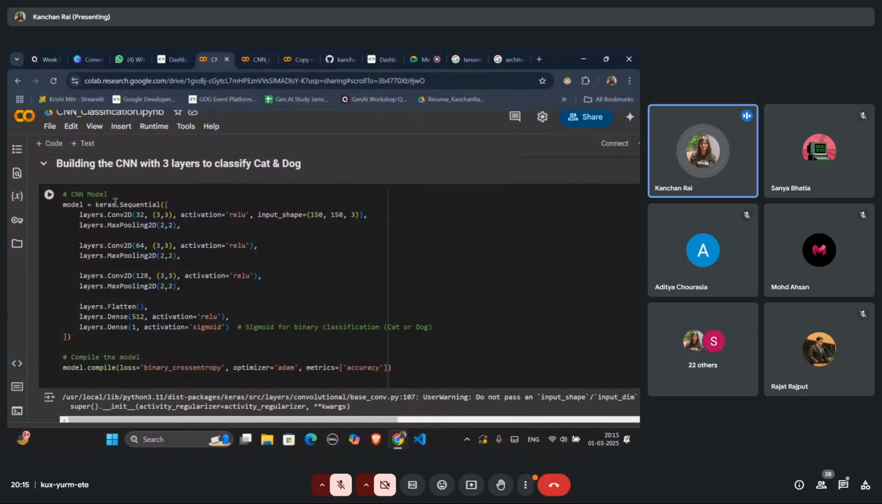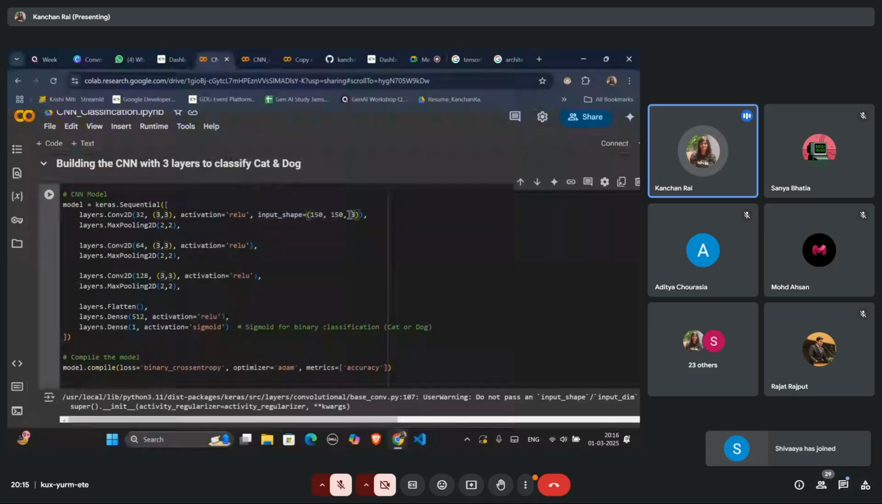तो keras are used to make these layers. This is the syntax sequential layers dot conv 2d. 2d मैट्रिक्स है इसलिए 2d. ठीक है. एक्टिवेशन फंक्शन आई एम गोइंग टू यूज इज रेल्यू. जो इनपुट इमेज है उसका शेप इज 150 150. ये जो 3 है दिस एक्सप्लेन्स दैट दे आर इन RGB.